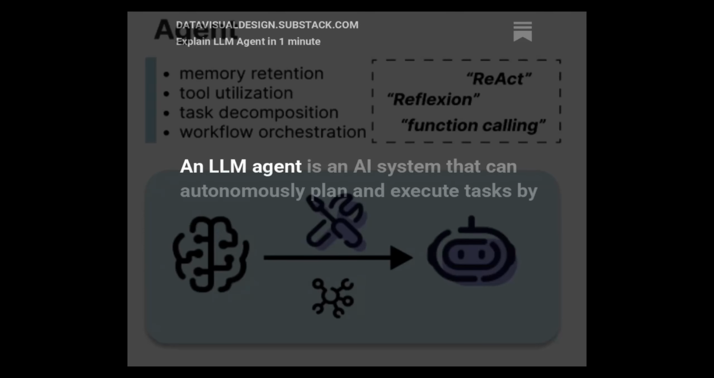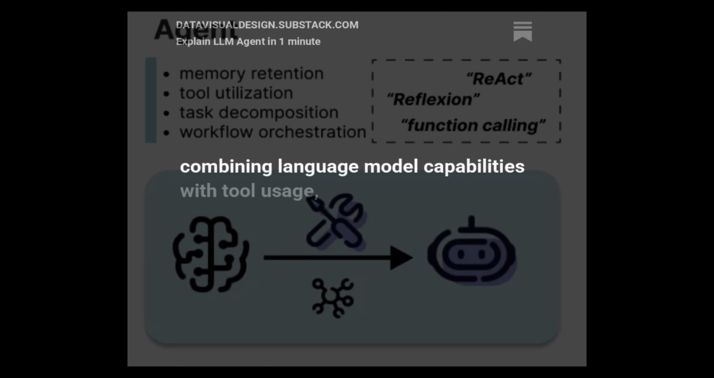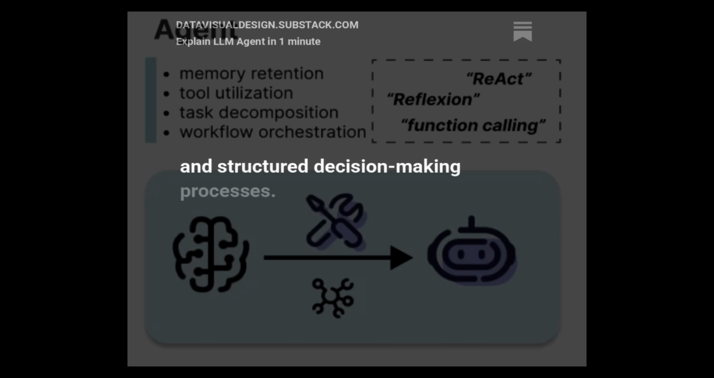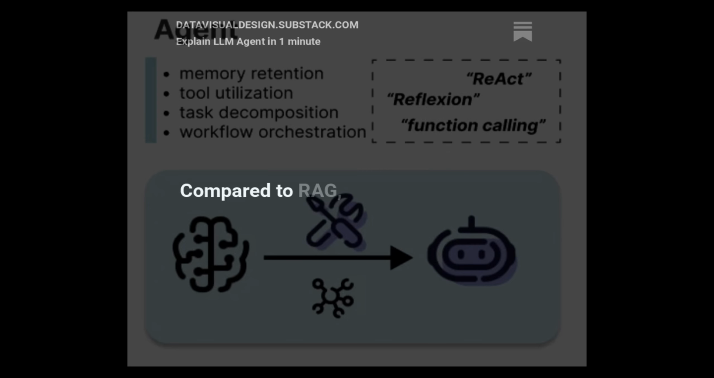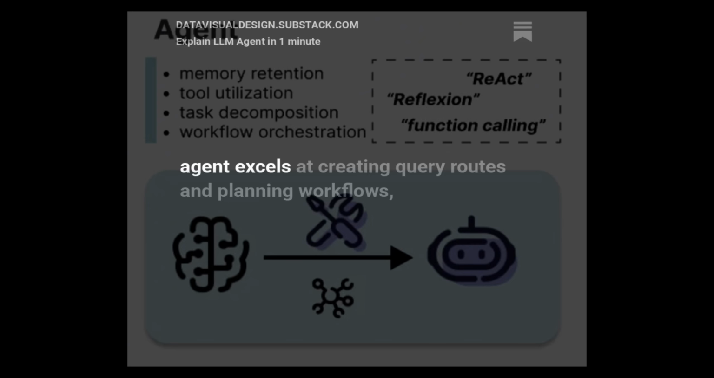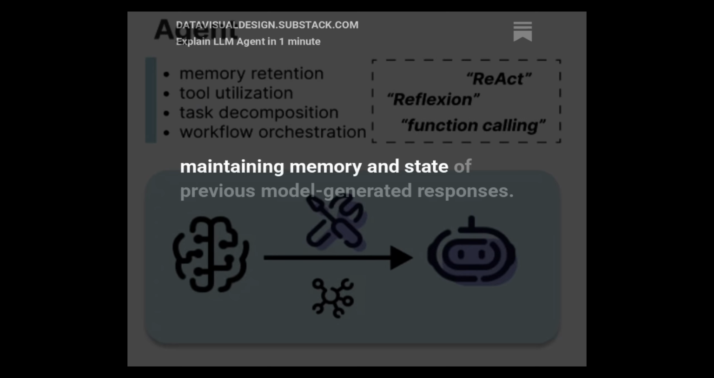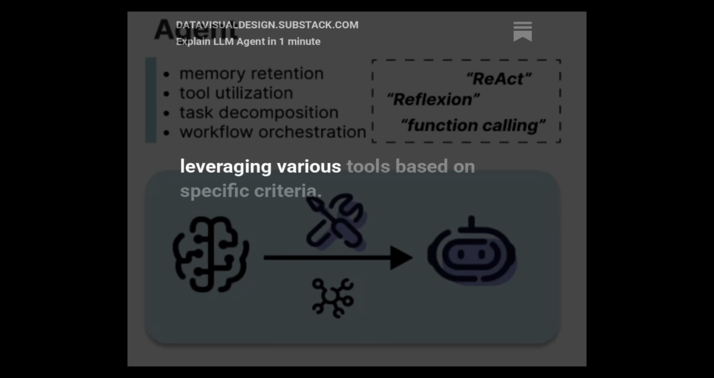An LLM agent is an AI system that can autonomously plan and execute tasks by combining language model capabilities with tool usage, memory retention, and structured decision-making processes. Compared to RAG, an agent excels at creating query routes and planning workflows, with the following benefits: maintaining memory and state of previous model-generated responses, leveraging various tools based on specific criteria.